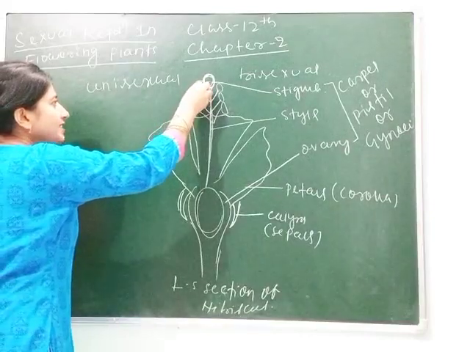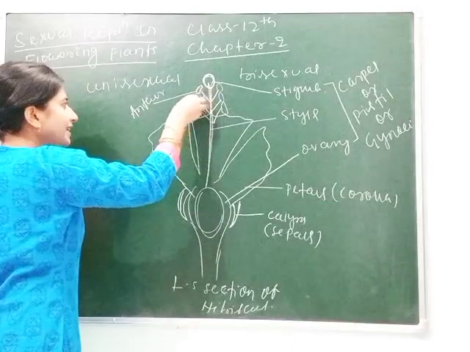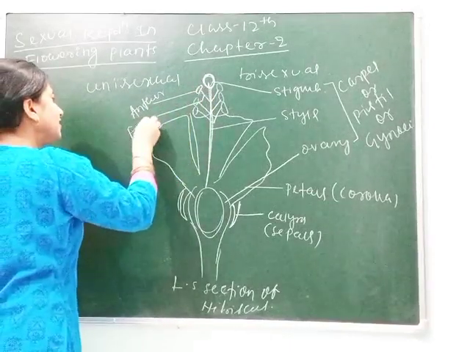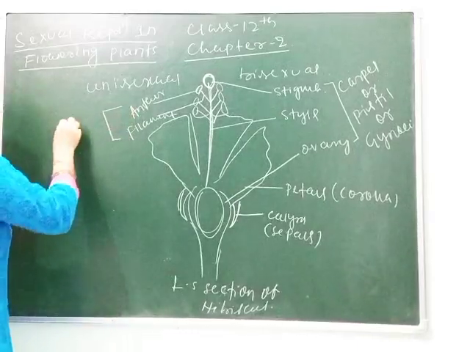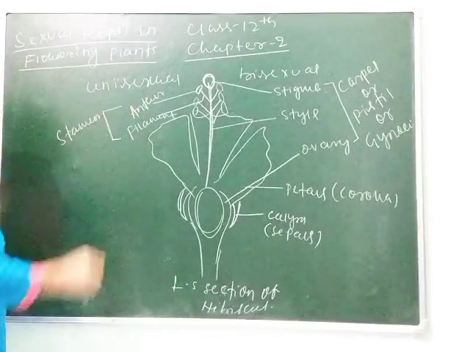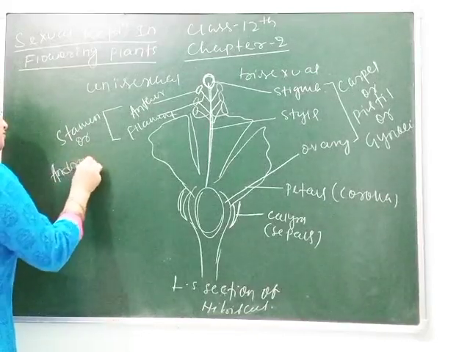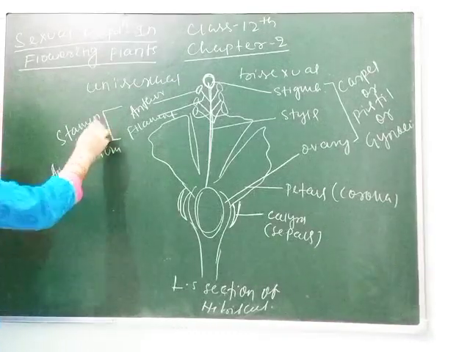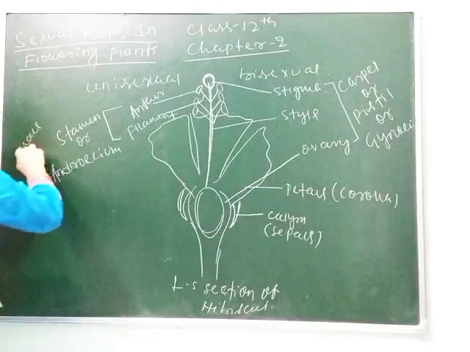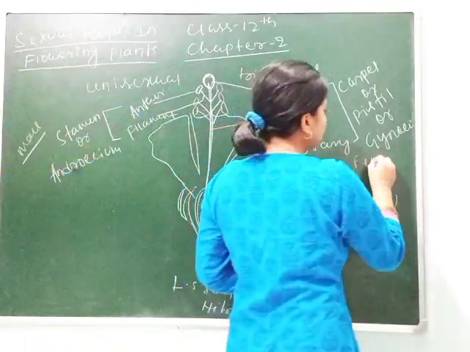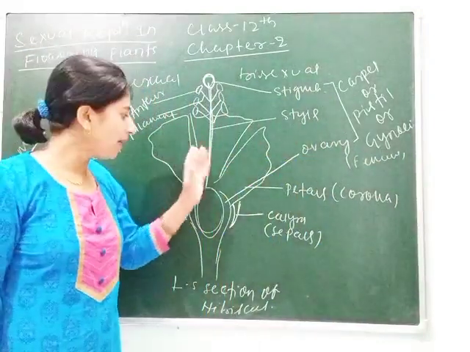Whereas this part is called anther and this part is called filament. So anther and filament together form the stamen. This represents the male part in the flower, or we can say androecium. So this is the male part and this is the female part. So the diagram we drew is of a bisexual flower.